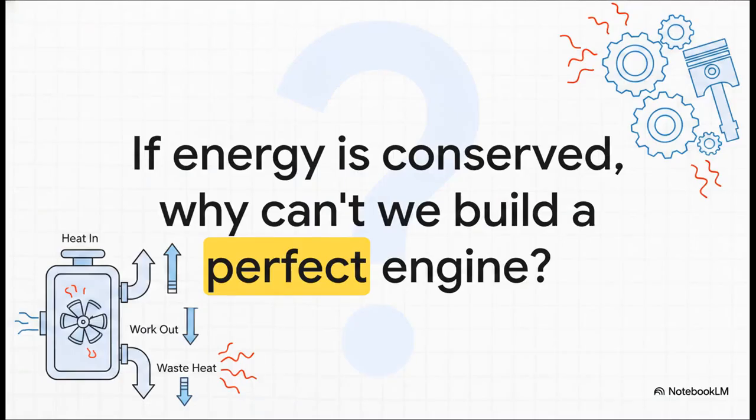And that leaves us with one final, very cool question to think about. If the first law says energy is always conserved, you get out what you put in, then why can't we build a perfect engine that wastes 0 energy? Why is there always some waste heat?